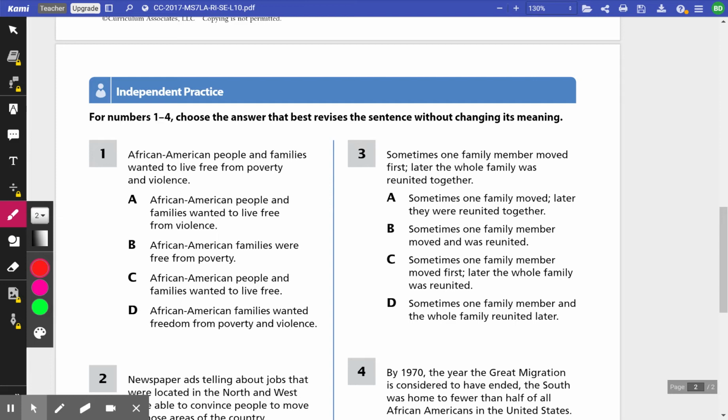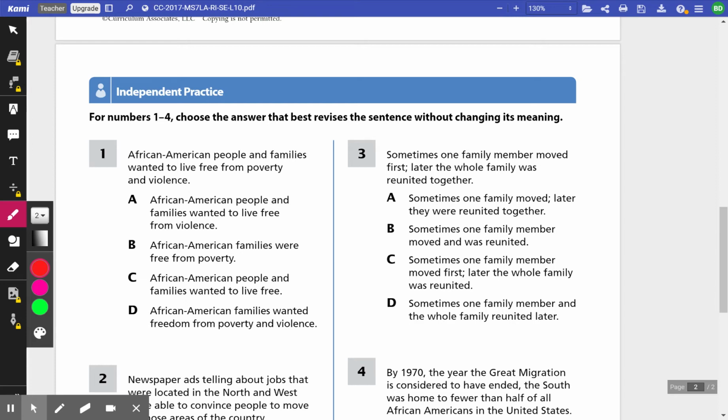Today we're going to be continuing the language handbook lesson that we started earlier this week, lesson 10 on eliminating wordiness and redundancy. Yesterday we did our guided practice, so today we're going to be going over the independent practice. On your Bellwork slideshow today, you had a Google form where you had to answer these questions. So now we're going to go ahead and go over them.